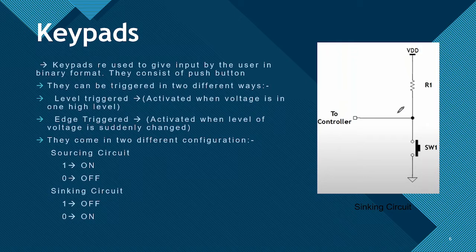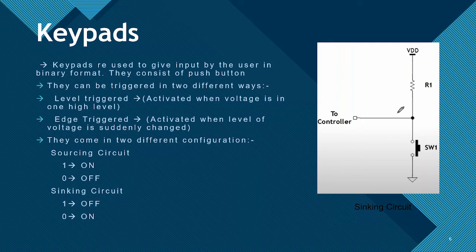Keypads. This is where the user gives input to turn on or off any particular device into the microcontroller. They can be triggered in two different ways, that is level triggered or edge triggered. Level triggered is activated when voltage is in one high level. Edge trigger is activated when the level of the voltage is suddenly changed from one level to another level.